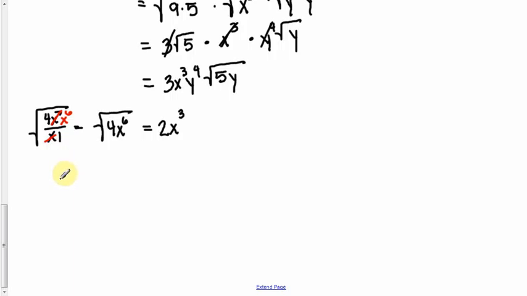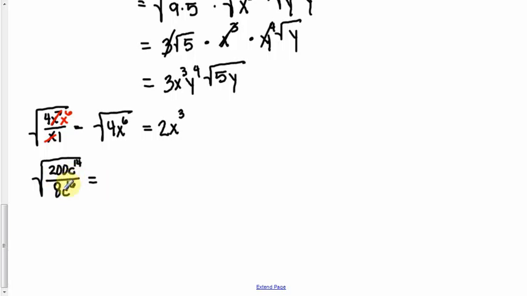All right, what about this one? The square root of 200 c to the 14th over 8c to the 6th. That's one fraction underneath the radical. We know we're not supposed to have that, so we're going to simplify it if we can before we try to take the square root of it.